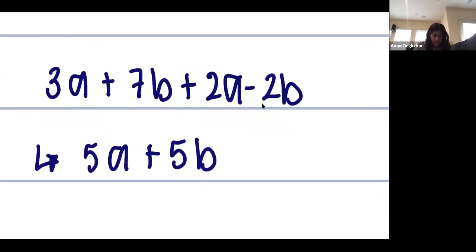Okay, so you add those together and you get 5A down here, and then you have this 7B and you have this 2B. Now you are subtracting this 2B, so you have 7B minus 2B, and then you get 5B. So notice how we didn't combine the A's and B's together, but we combined A's with A's and B's with B's. Okay? Does that make sense to everybody? Does anyone have any questions about that?